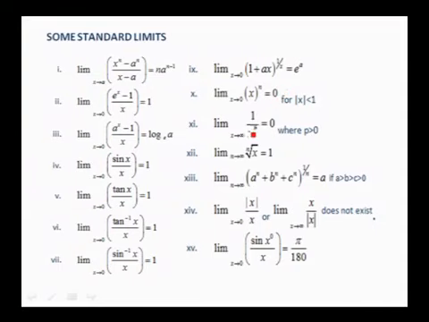Limit as x tends to infinity of 1 over x to the power of p is 0 whenever p is greater than 0, because you have got a higher power in the denominator, that p, 1 by x will be in the denominator, so that it becomes infinity. So, this is very important.